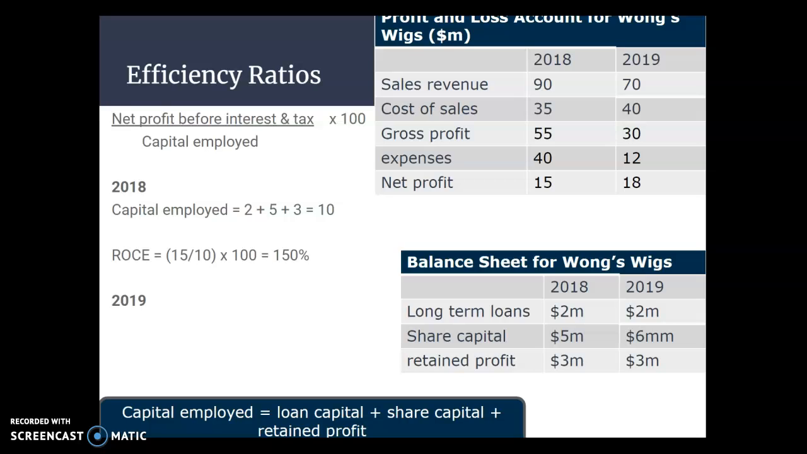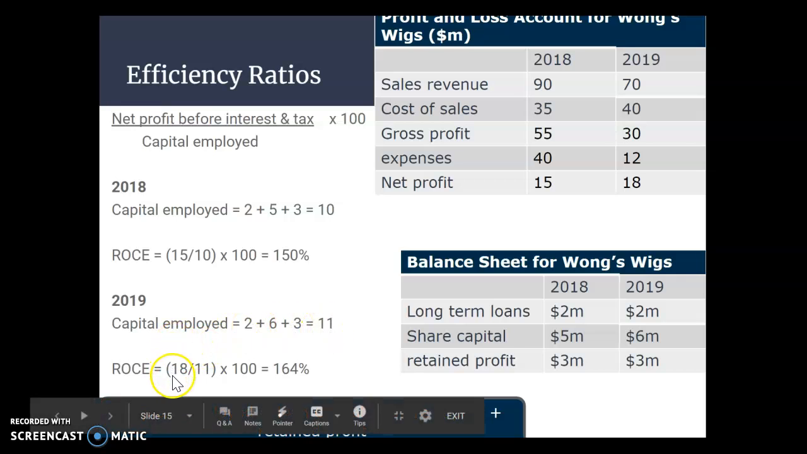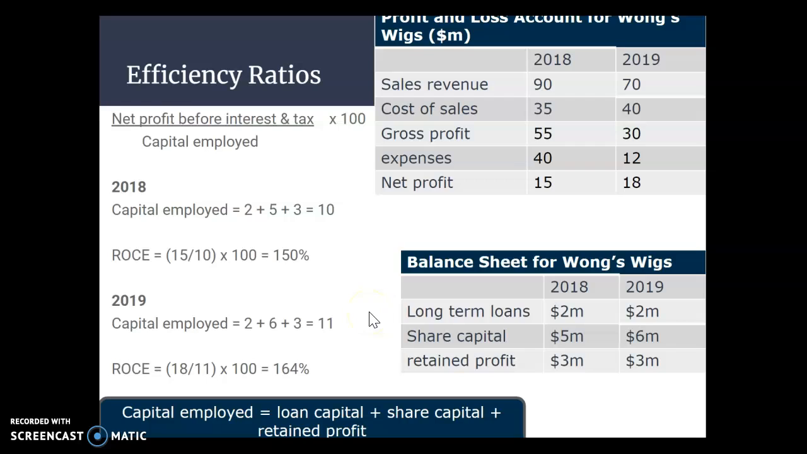Okay, well done again, and good showing of your working out. It is capital employed is 11, so 18 divided by 11 times 100 is 164%, and we can see the return on capital employed was higher in 2019.